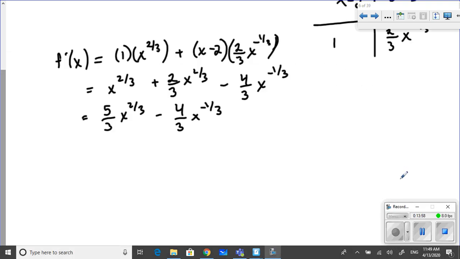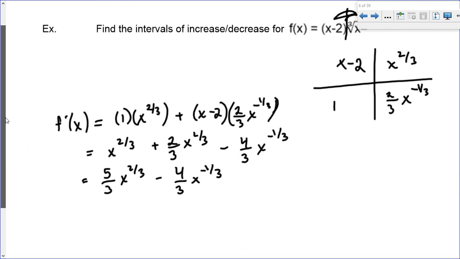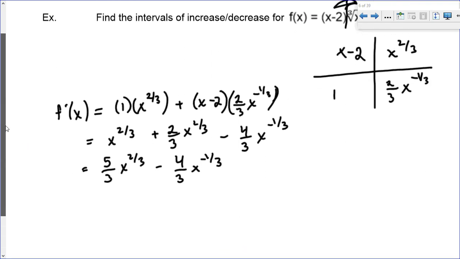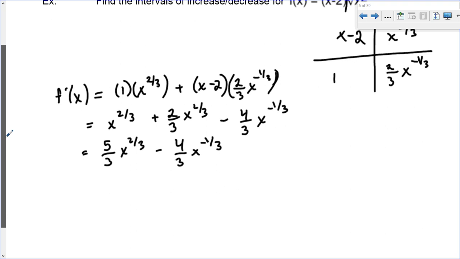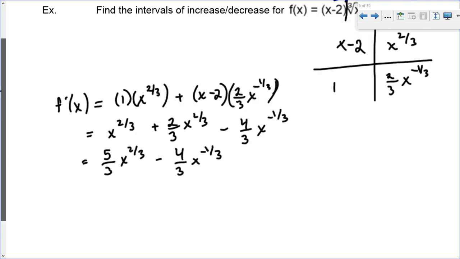Okay, here's my derivative. I used the product rule over here. I decided not to expand it. I used the product rule and worked on my derivative. Then I did a quick expansion in this area here, and in that area in here.